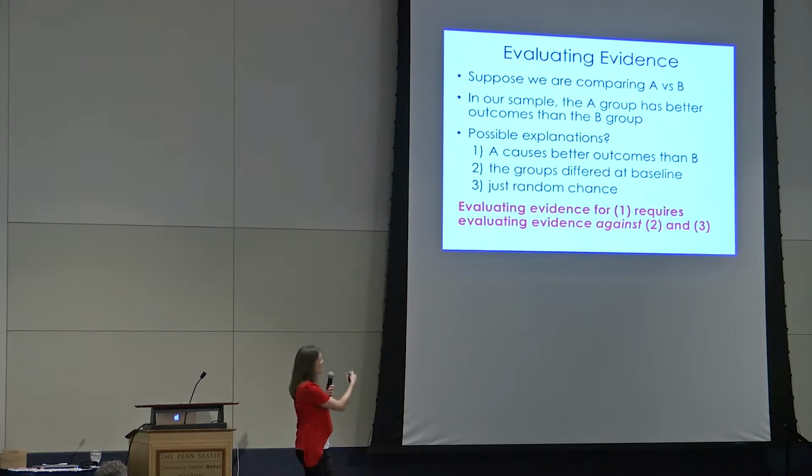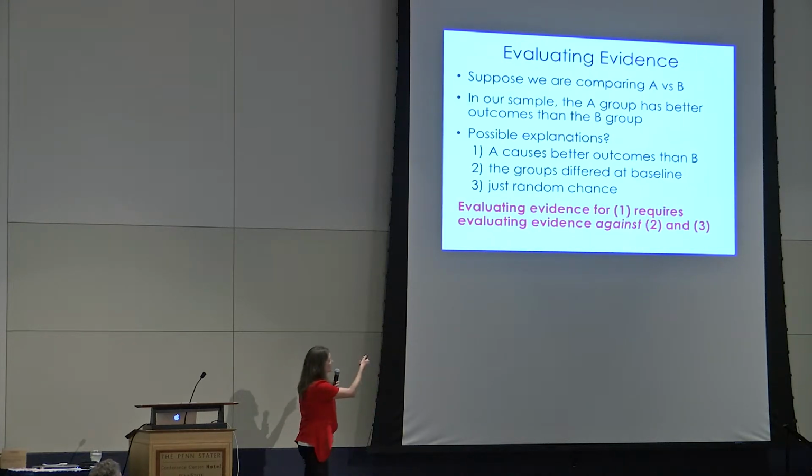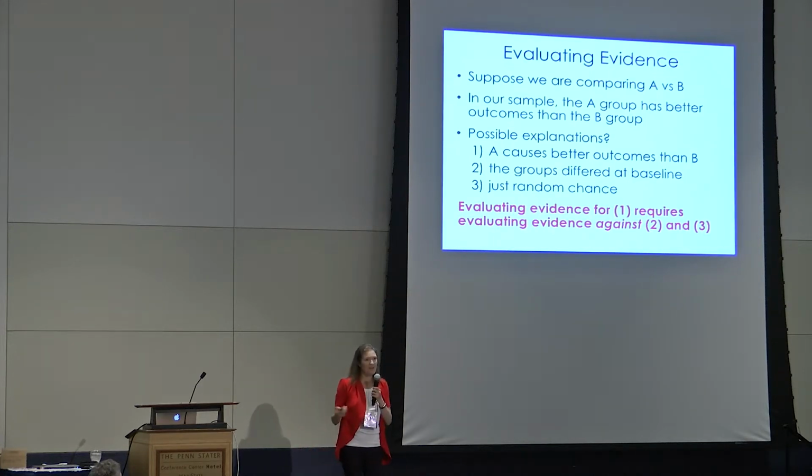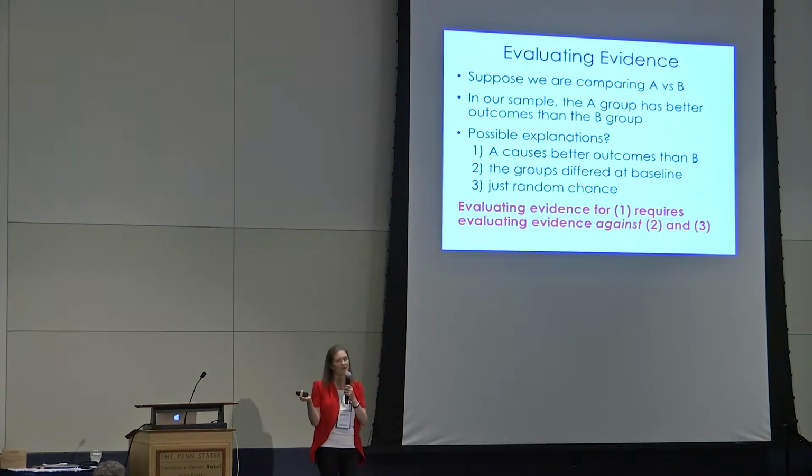So this means that if you want to evaluate evidence for number one, for that causal claim, you have to evaluate evidence against groups differing at baseline and against just random chance. So we have to be preparing our students to do that in an intelligent way. So this is a coherent framework, I think, that might help put it all together under the umbrella of evaluating evidence for students and might help them remember to check all these explanations.